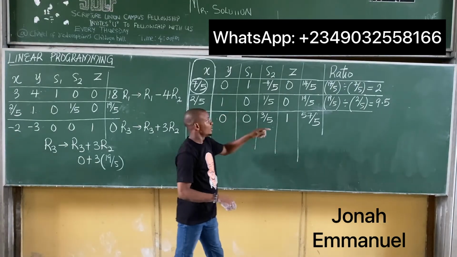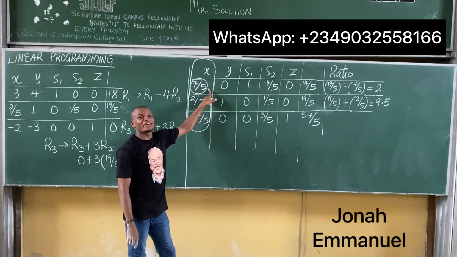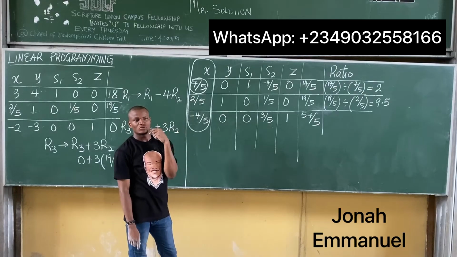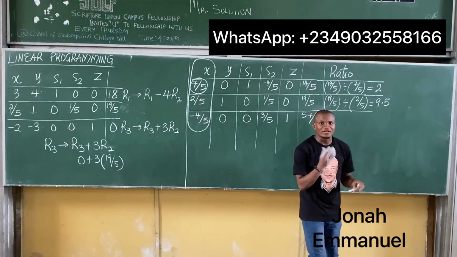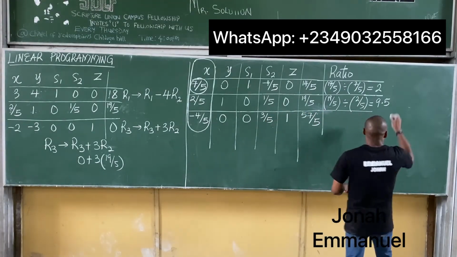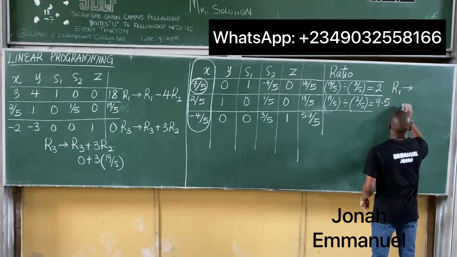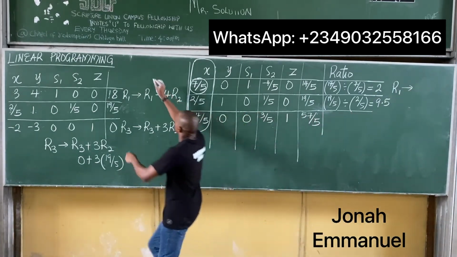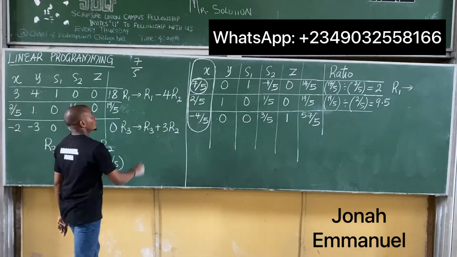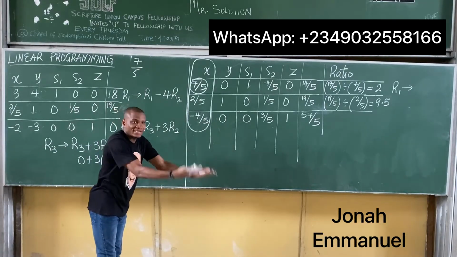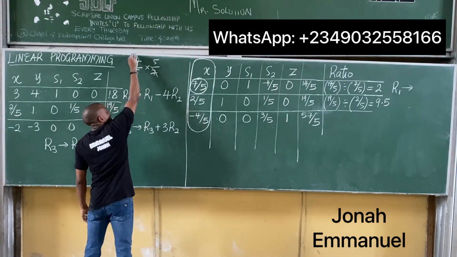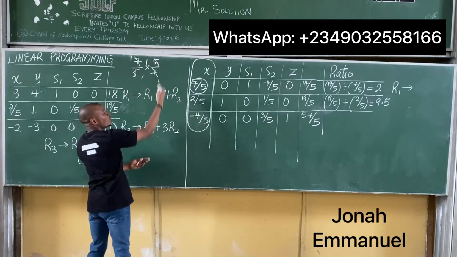Look up. I identified 7 over 5 as my new pivot element. I want to make this unity. What do I do? First, divide. R1 equal to what? You have 7 over 5. Make 7 over 5 to be 1. What do you do there? Multiply by 5 over 7. Multiply this by 5 over 7. This cancels this, 1, 1. You have 1 here.